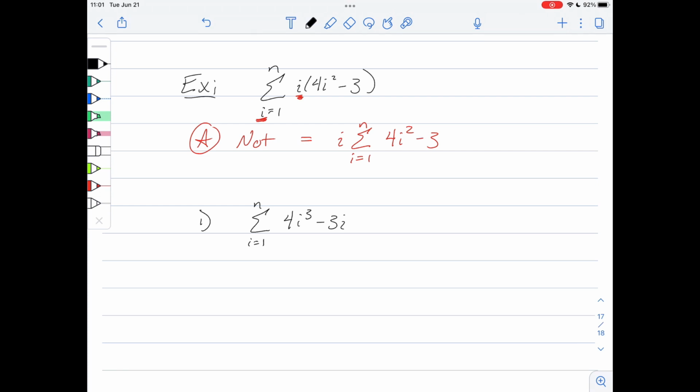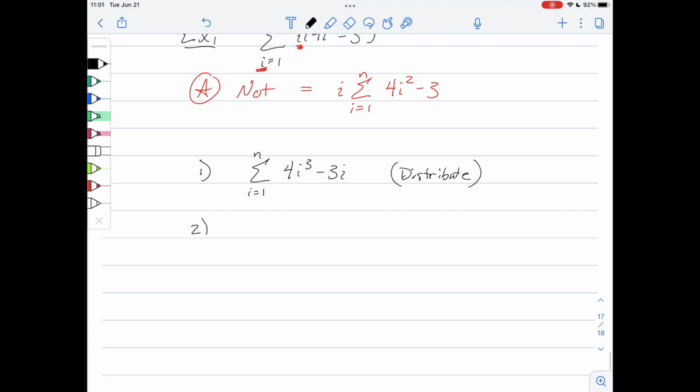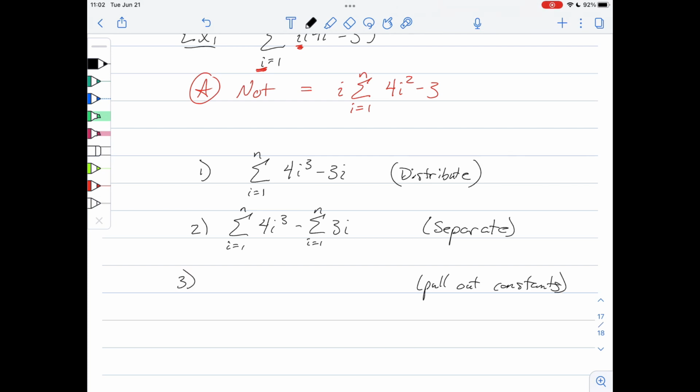So step 1, we're just going to distribute that i into it. And we get 4i cubed minus 3i, just by distributing. Next, we have a difference of two things, so we're going to split it up. And we're going to get the sum of 4i cubed minus the sum of 3i. Next, we notice that we have 4 and 3 as constants, so we can just pull them out. And we'll get 4 times the sum of i cubed minus 3 times the sum of i.